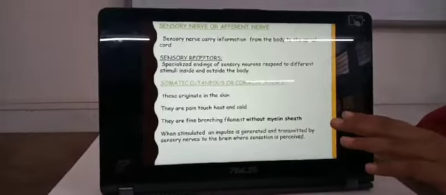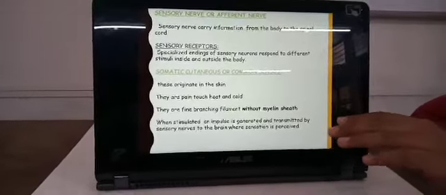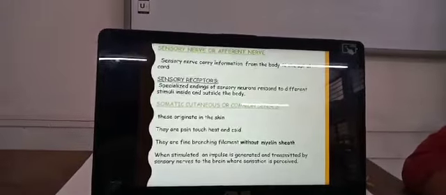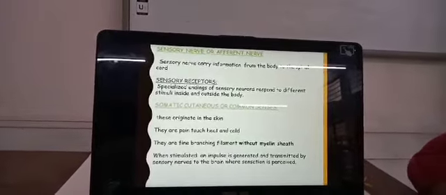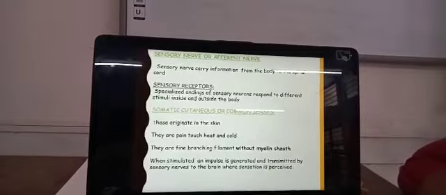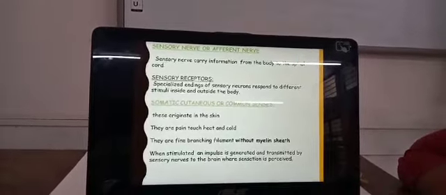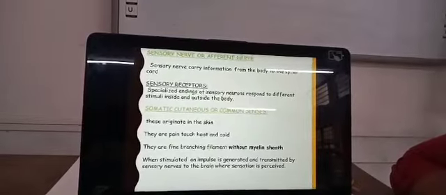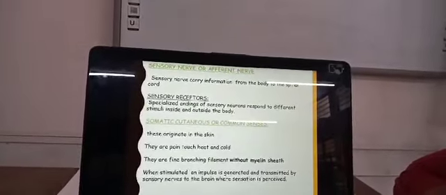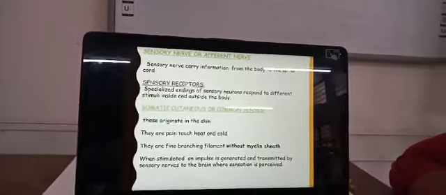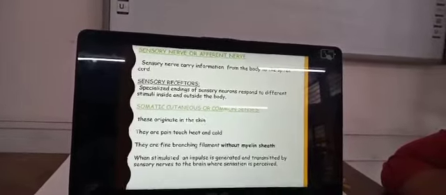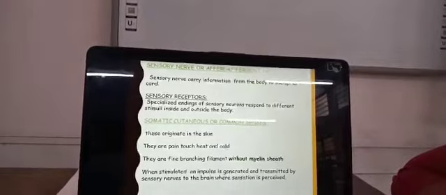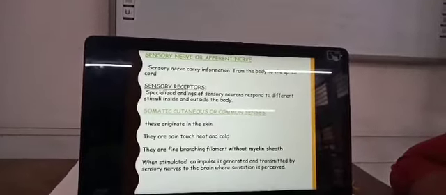Now, somatic, cutaneous or common senses. Cutaneous means skin. Somatic means the entire body. We have skin all over the body. So what does it say? They originate in the skin. They are pain, touch, heat and cold. These are the different somatic cutaneous senses that are seen in the body. They are pain, touch, heat and cold.